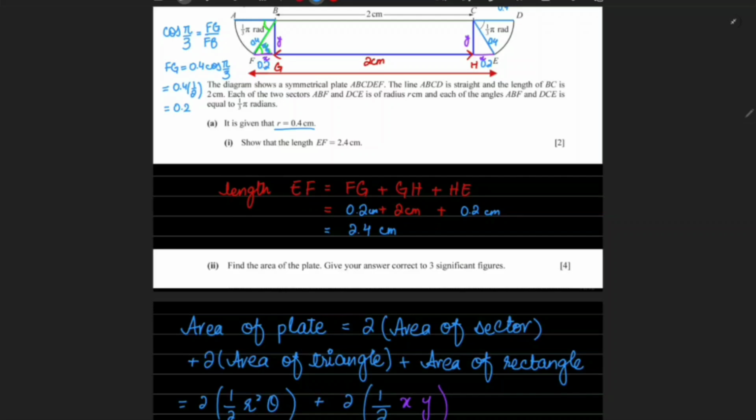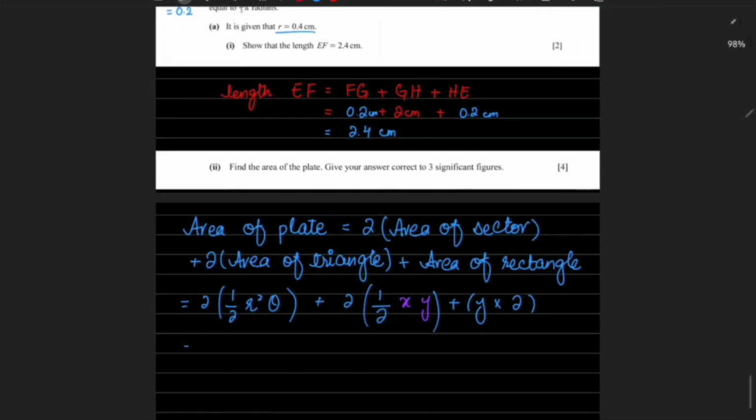Then we have plus the area of the rectangle, and the area of the rectangle would be y times 2. Y is the breadth and 2 is the length of this. Now let's substitute in the values. X we got to be 0.2 and r we got to be 0.4.